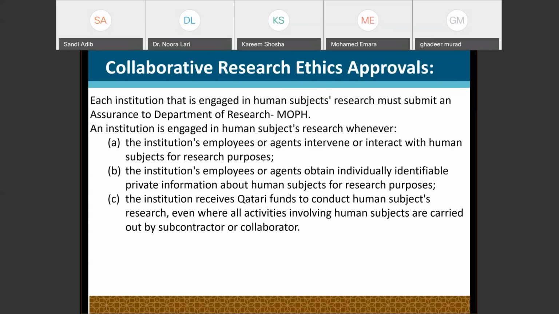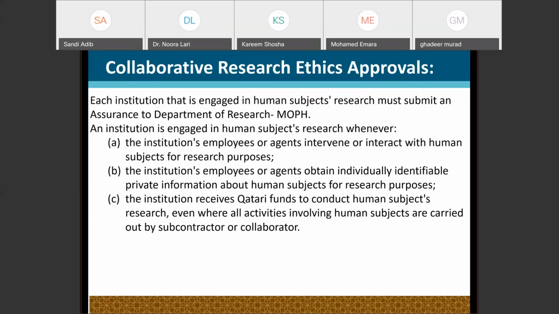Some of the institutions here in Qatar are not registered at the Ministry of Public Health as research institutions, so they cannot get assurance unless they are registered there, and we highly recommend contacting the Ministry of Public Health Research Division for that purpose. Let's also look now at the foreign institutions.